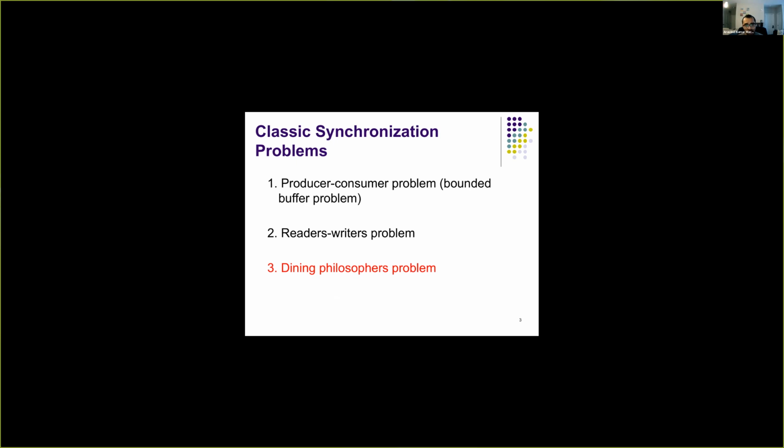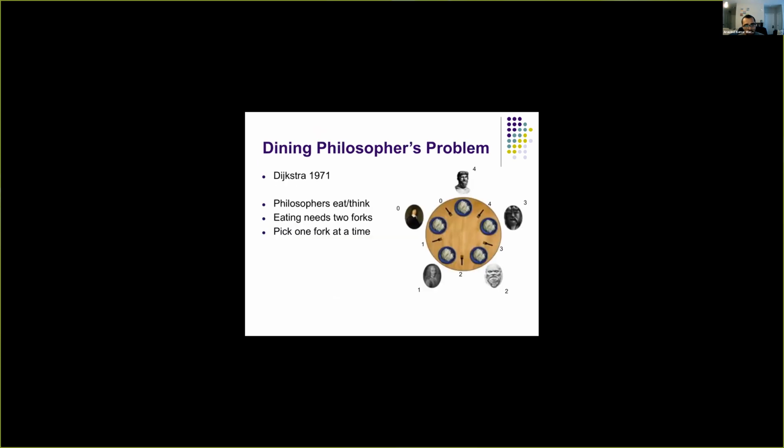So first, let's look at another synchronization problem, which is one of the famous synchronization problems, the dining philosophers problem. As the name suggests, there are philosophers. Specifically, in the basic setting, there are 5 philosophers, and philosophers just eat and think. And there are 5 forks on the table. Each philosopher needs 2 forks to eat, and they can pick only one fork at a time.